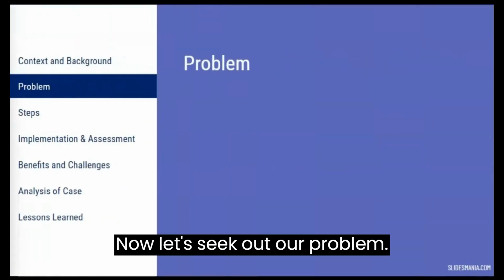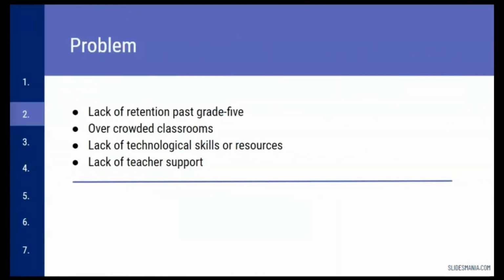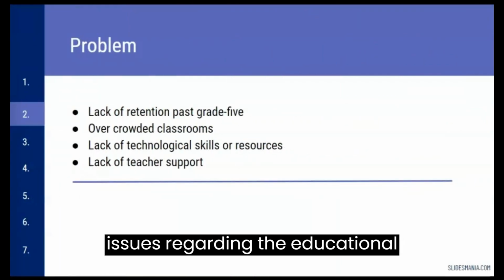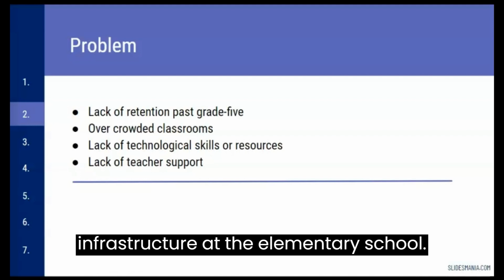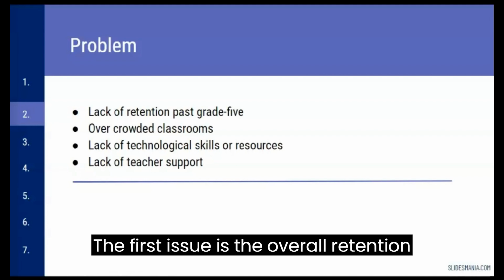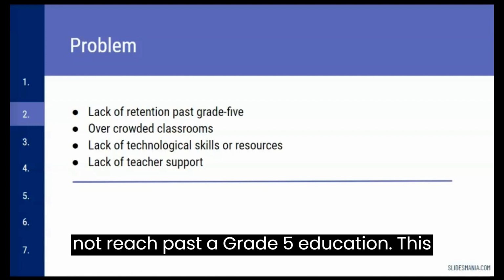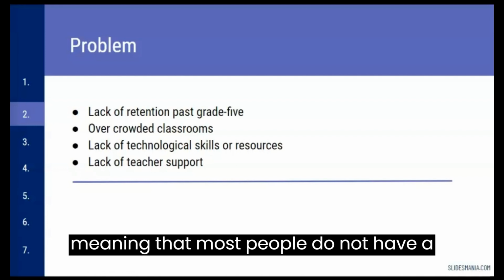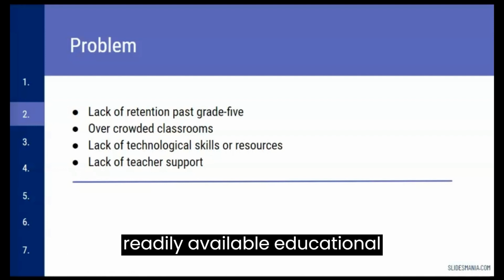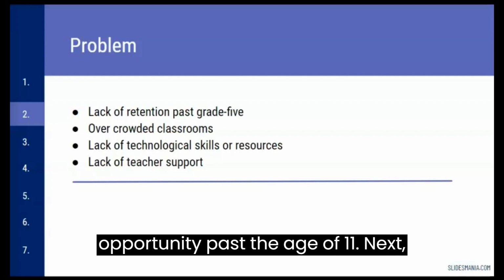Now let's seek out our problem. Within the case, there are 4 main issues regarding the educational infrastructure at the elementary school. The first issue is the overall retention of learners. In India, most learners do not reach past a grade 5 education, meaning that most people do not have a readily available educational opportunity past the age of 11.